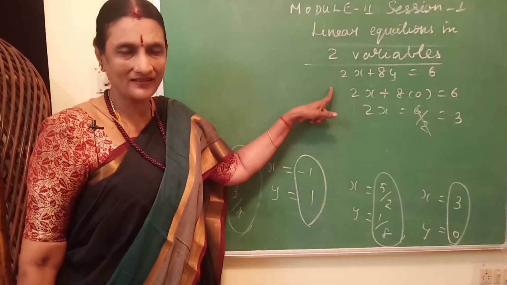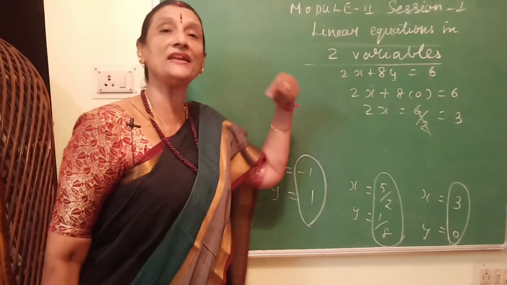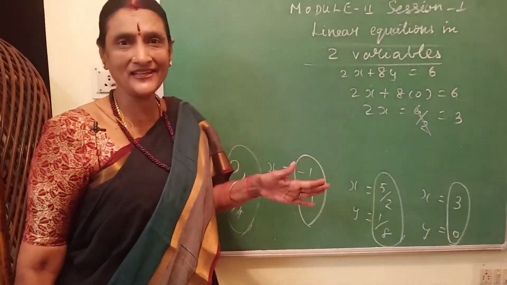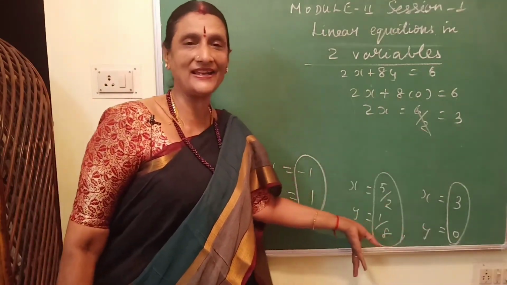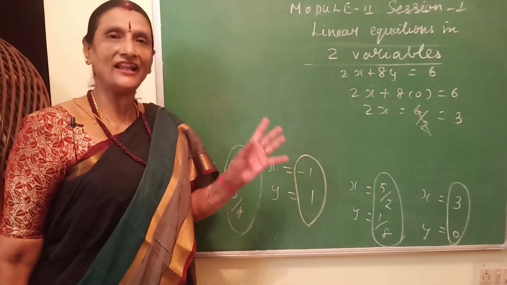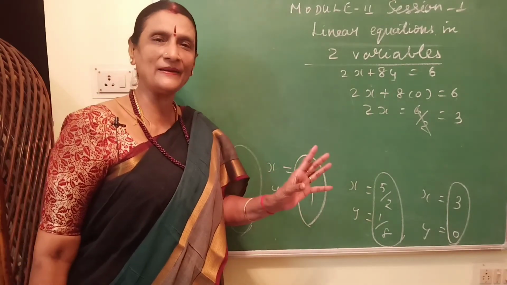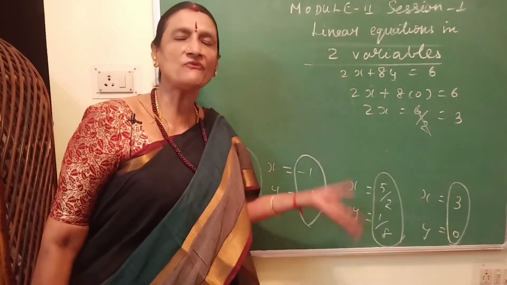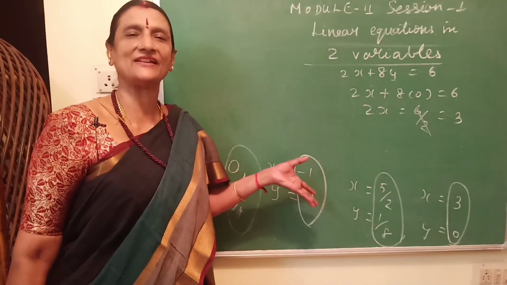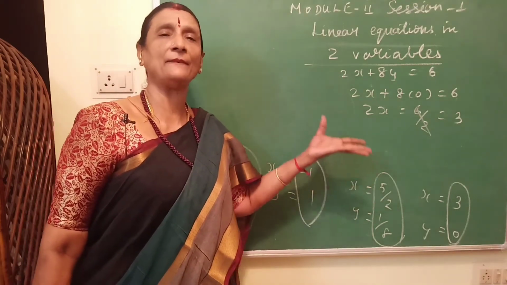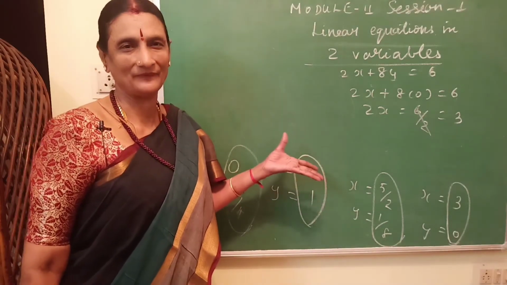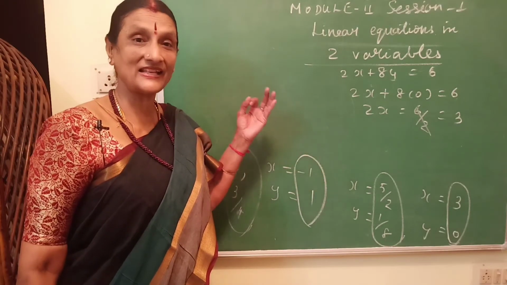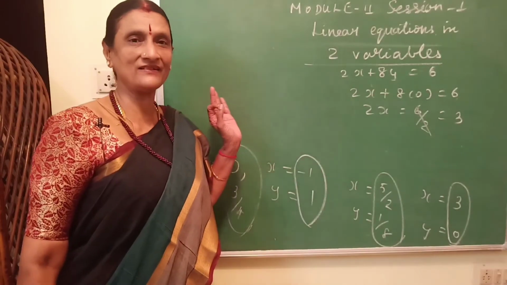That means choosing of x value is also infinite. Getting the values of y also is infinite. Therefore, the values of x and y are infinite. There can be any number of values we can think of for x and y. Correct? So this is the second interpretation.